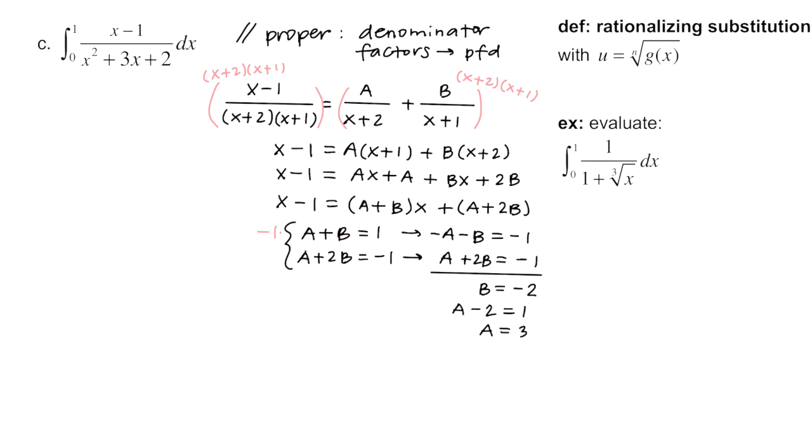So now that we have A and B, we're going to plug them in here and here, and then we're going to rewrite this rational function as the sum of its partial fractions. So we have the integral from 0 to 1, and again, the 3 got plugged in here, so we have 3 over x plus 2. We have negative 2 for B, we plug it in right here, so we get negative 2 over the quantity x plus 1. And now we're ready to integrate.